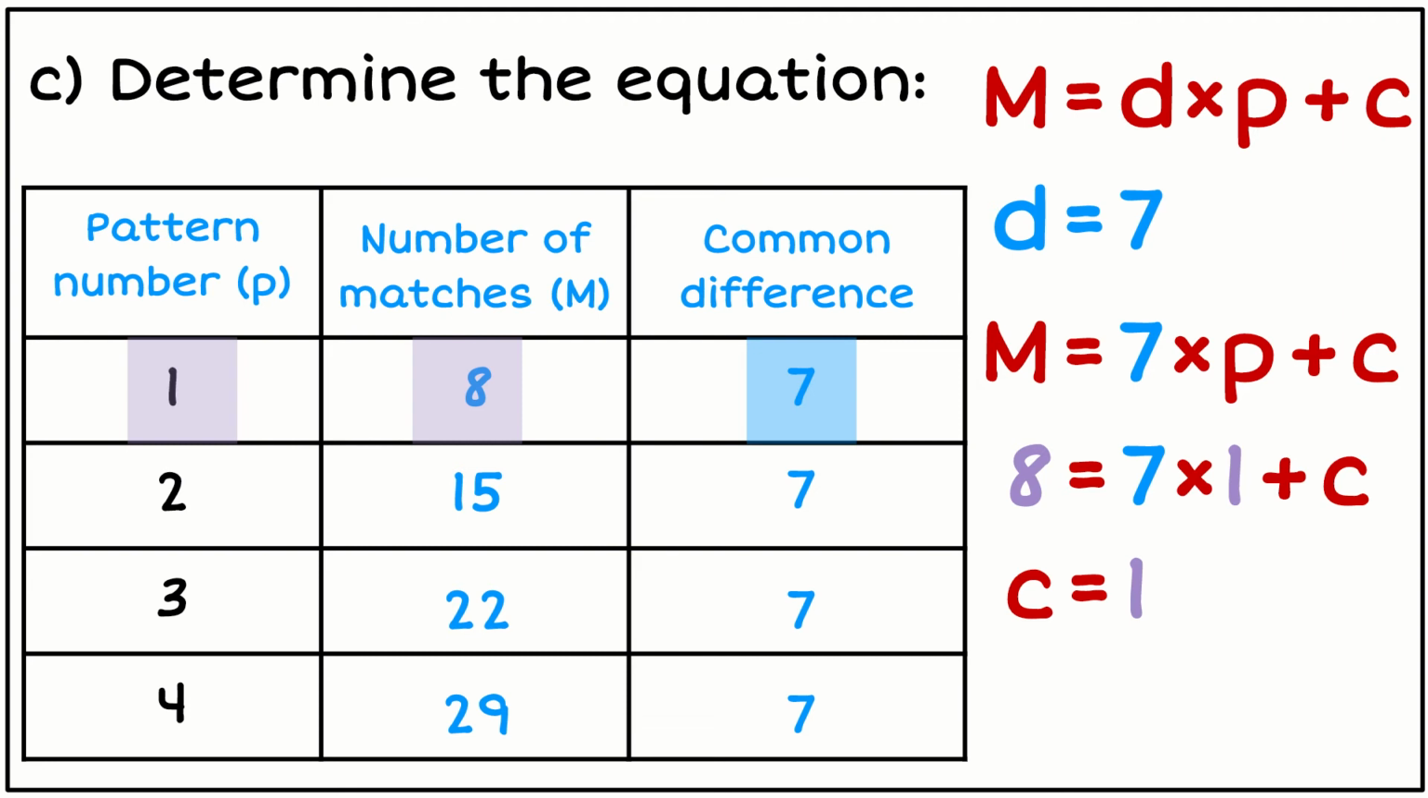For ideas on how to do that rearranging, see the previous video. Now I can put that together, and that gives my overall equation: M, the number of matches, equals 7 times P, which is the pattern number, plus 1.